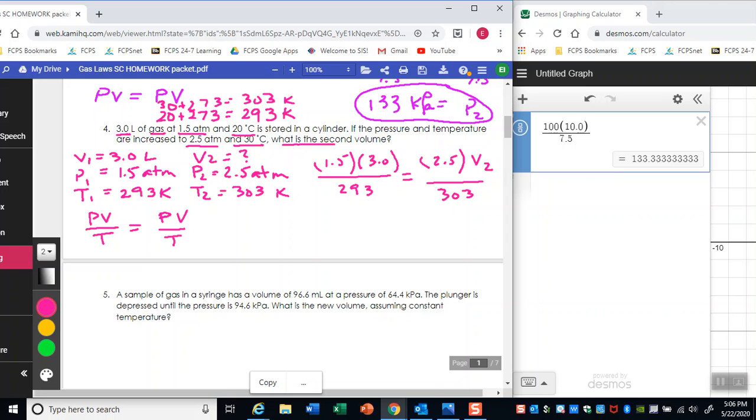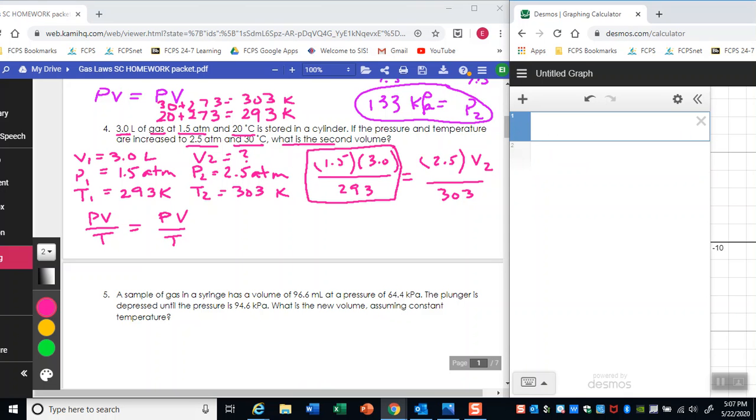So what I can do, and everyone has whatever their ways that they think are easier, I think it might be easiest to take this and figure out what that number is. So let's make that into one number, and I have 1.5 times 3.0 and that's divided by 293. And I get that long number there.